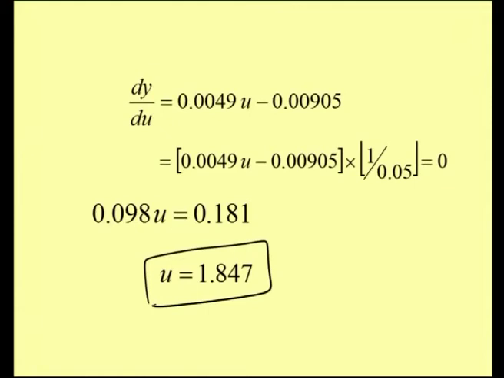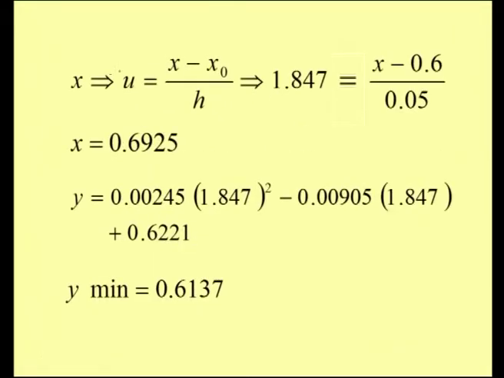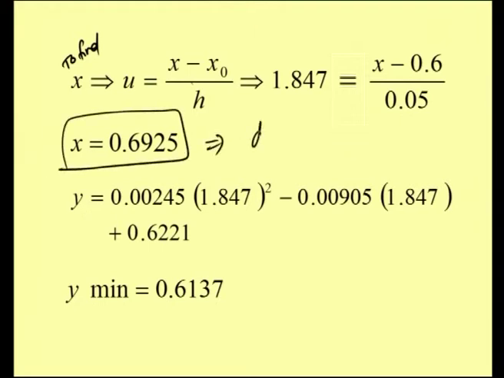When u is equal to 1.847, we have to find x. To find x, u is equal to x minus x naught by h. So, 1.847 is the corresponding u value which gives the minimum, and 1.847 equals x minus 0.6 by 0.05. So, x is equal to 0.6925. And this x value also gives d square y by dx square as a minimum.